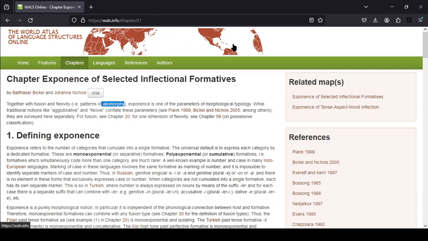So fusion and flexivity are some of the patterns of allomorphy. Exponence is one of the parameters of morphological typology, while traditional notions like agglutinative and flexive conflate these parameters. See Plank, and some of Bickel's works.